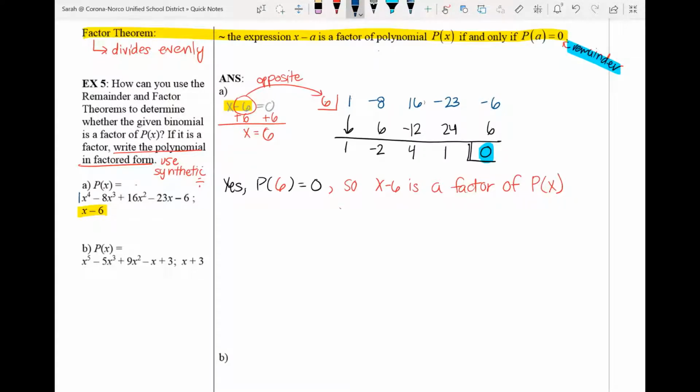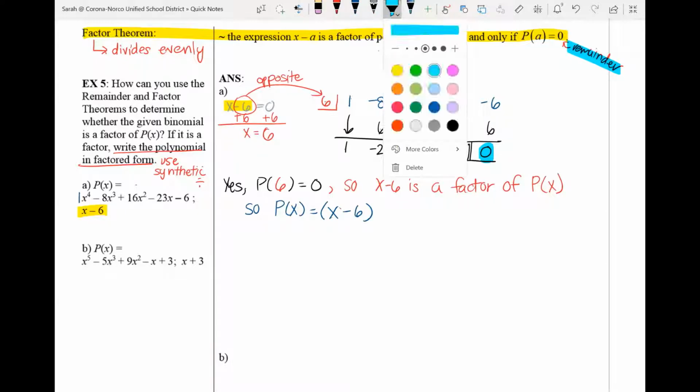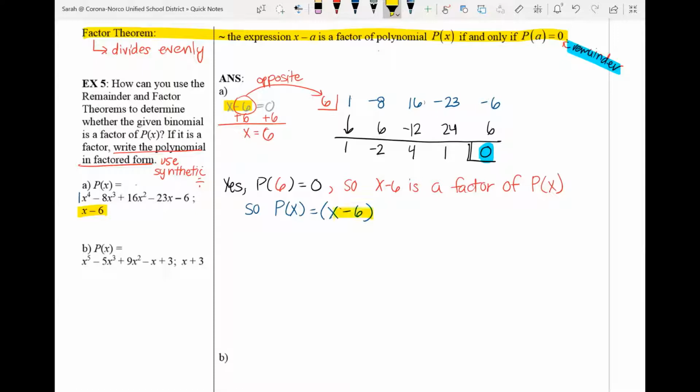Remember that that means that P of x is going to be equal to the x minus 6 that we divided by. Okay, so this is our divisor times our quotient. So our quotient is the values with our coefficients below the line. So the first term here is going to have a power of 3 because our dividend had a power of 4. The next term is going to be quadratic, and then linear, and then a constant.